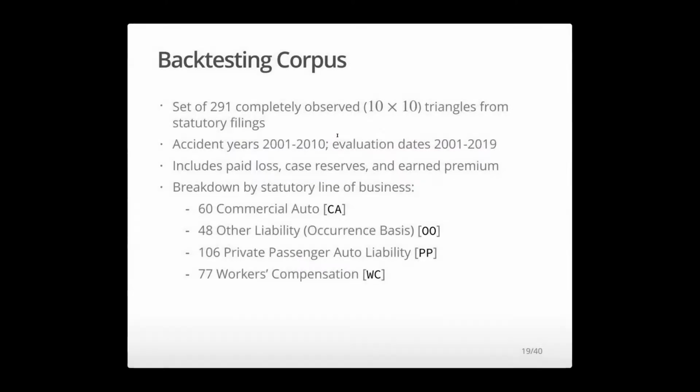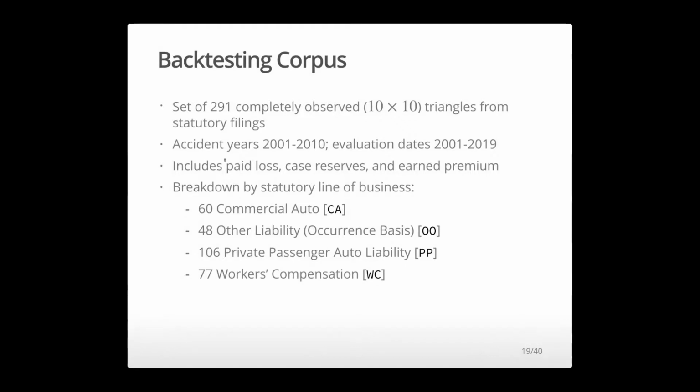So I ran a backtesting experiment to see if Bayesian stacking could actually get better performance on real world loss reserving. I got a corpus together of a few hundred statutory filings triangles that are completely observed, 10 by 10. These are the most recent 10 by 10 triangles that we have available in statutory data, which starts in 2001 and goes until 2010, just because we have to wait until 2019 to get the bottom right cell in the square. And it includes paid loss and case reserves and earned premium.